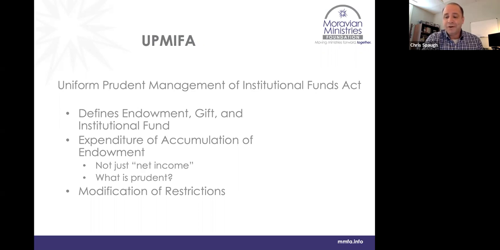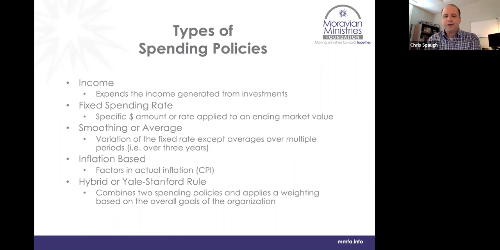Pennsylvania, again, has something called Act 141, which is very similar. And that helps drive what you can do from a spending rate, which we're going to talk about on this slide, and establish that payout rate for your endowment versus just the net income. So this slide mentions the different types of spending policies.